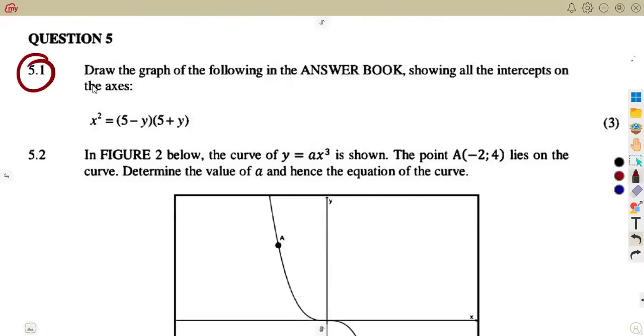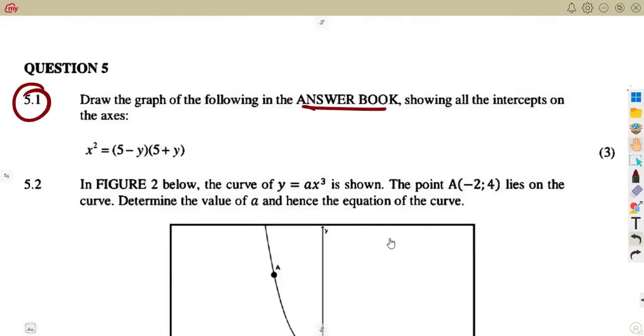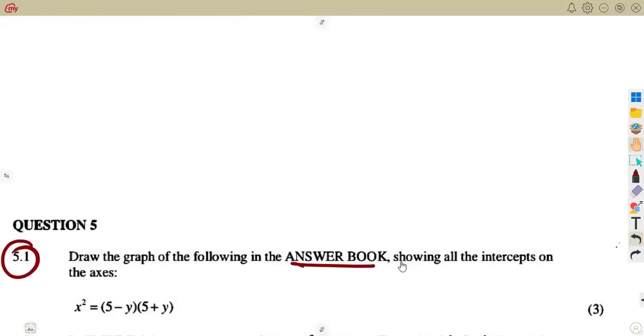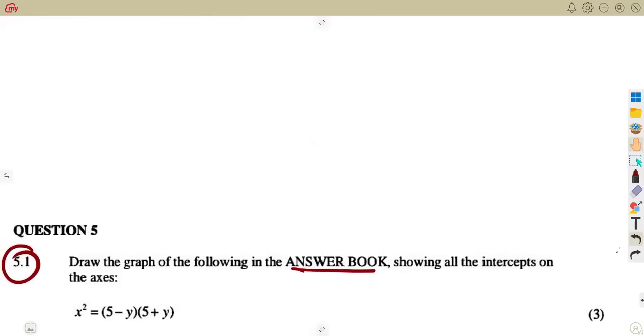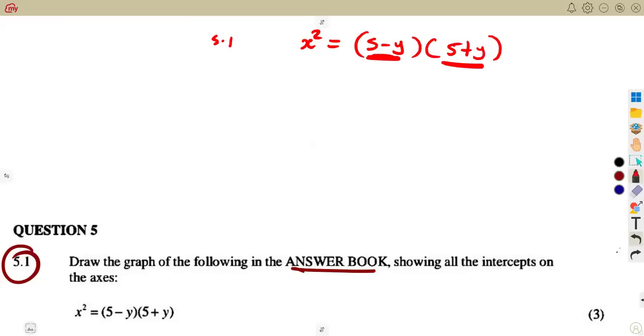On question number 5, you're given, draw the graph of this in the answer book. So guys, it's supposed to be in the answer book, and we do not even have a graph in the answer book. It's those lines. So what type of graph is this one? Let's figure out the type of the graph that we have. 5.1: x squared is equal to 5 minus y into 5 plus y. They just wanted to complicate something here. 5 minus y, 5 plus y, guys.